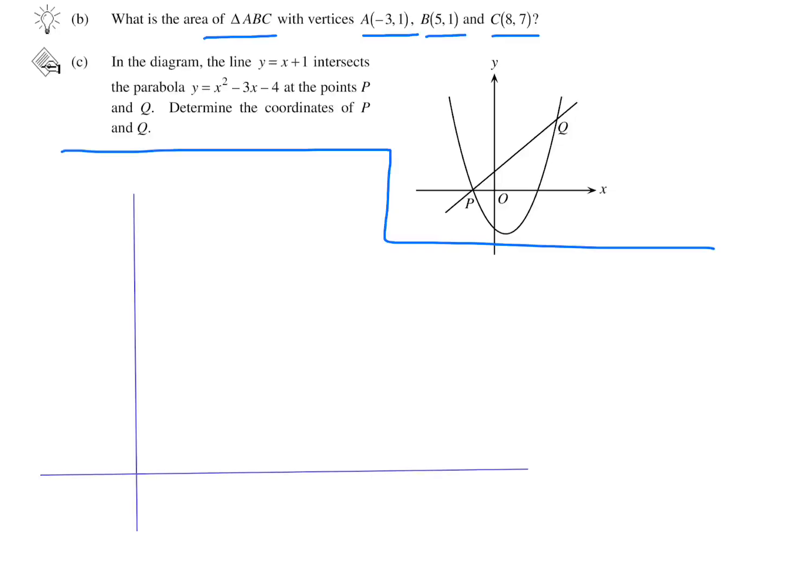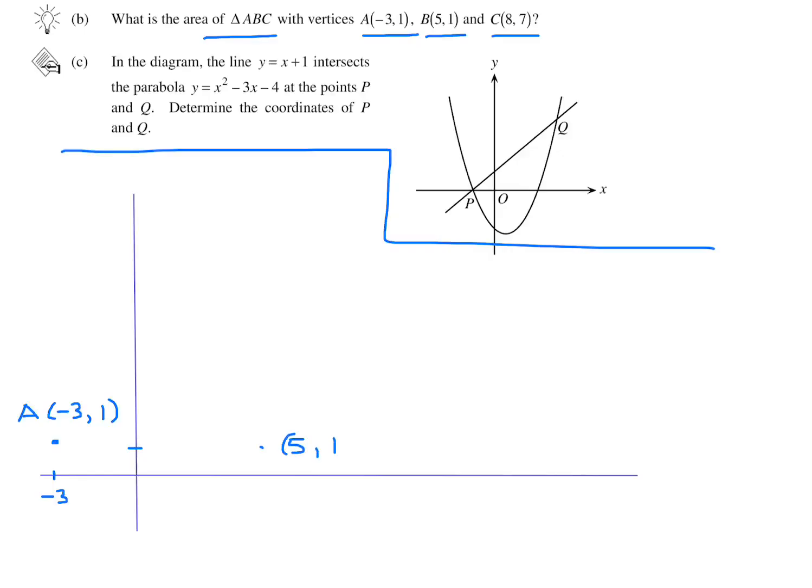So we've got 3 vertices. First one is minus 3, 1. So if this is minus 3 and this is 1, here's our first one, and that's A. Second one is 5, 1. So about here, 5, 1. This is 5, and this was 1.